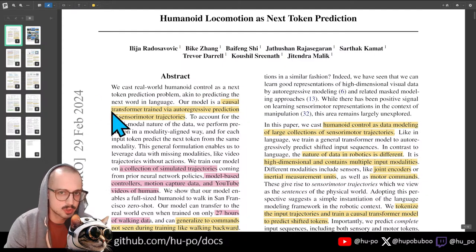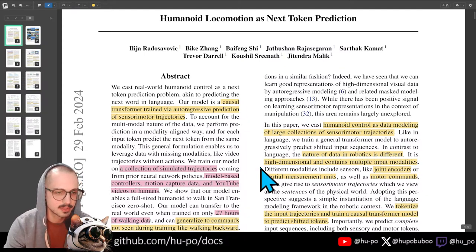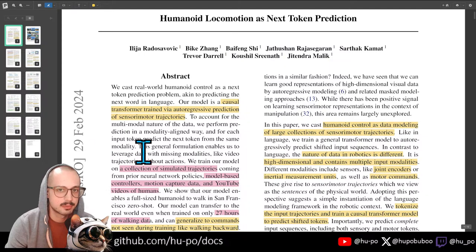Our model is a causal transformer trained via autoregressive prediction on sensory motor trajectories. A trajectory is just a fancy way of saying a sequence, and sensory motor is just a fancy way of saying a sequence of data, where that data is basically the measurements from sensors, specifically things like joint encoders or torque sensors at the joints or joint positions or whatever you want. And then the motor might have things like a current or a torque, basically telling you how much force is being applied at that joint. The general formulation allows us to leverage data with missing modalities like video trajectories without action.